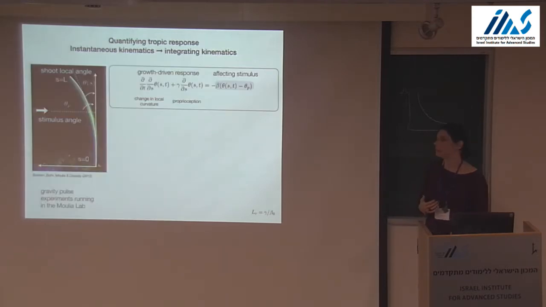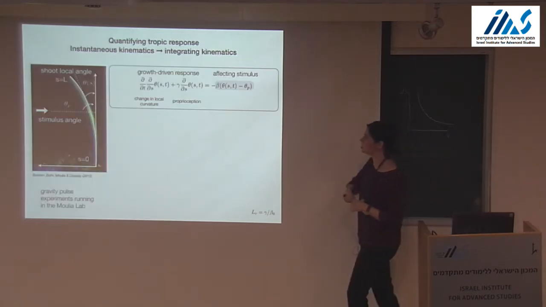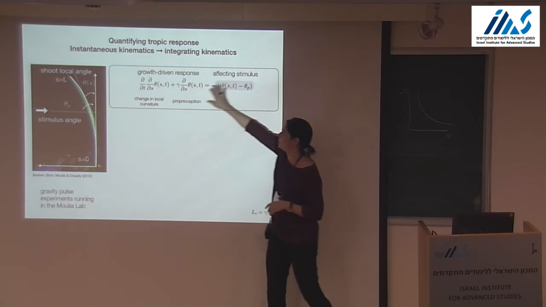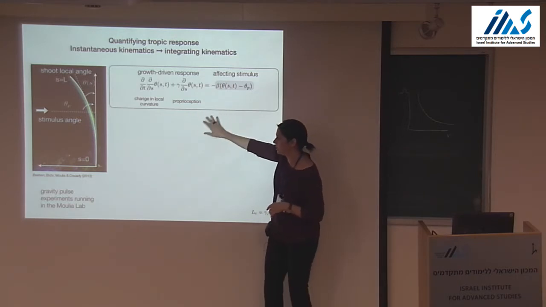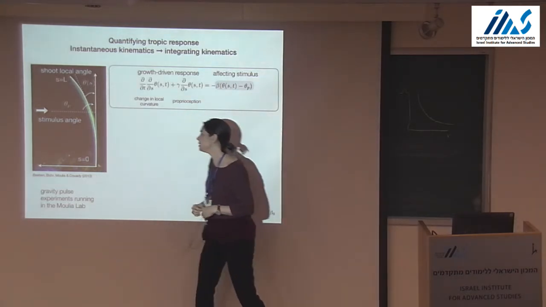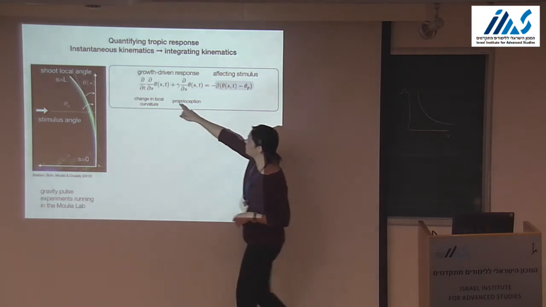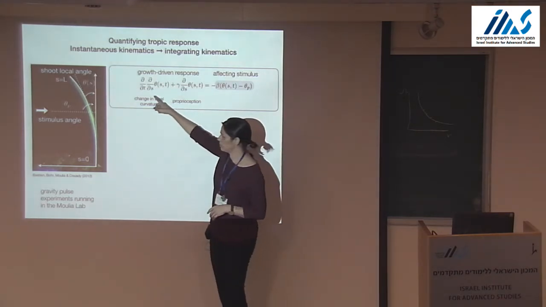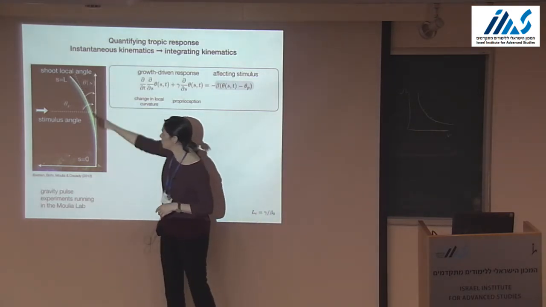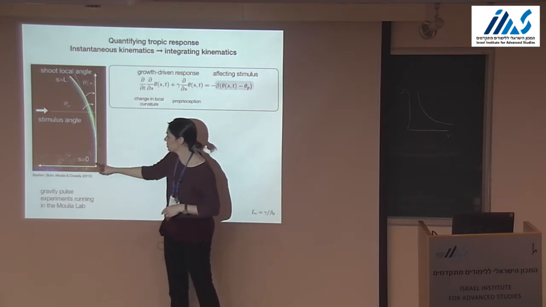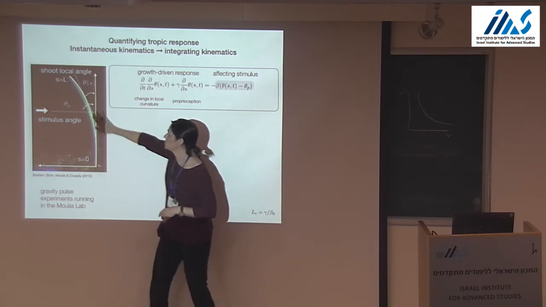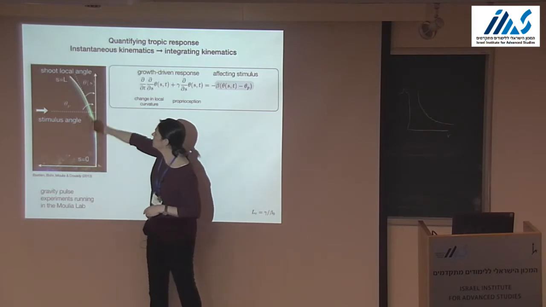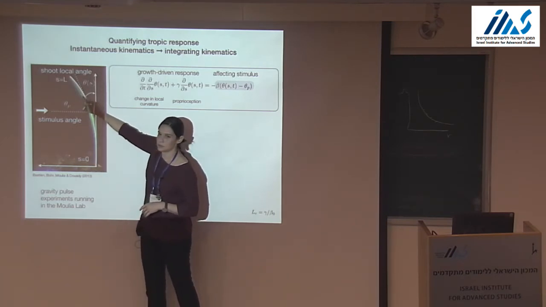So very briefly, we use as a mathematical framework this very nice work by Bastien, Bellon, Moulia, and Douady, where our variable here is theta, the local angle. So this is our plant shoot, and S goes from the base at 0 to the tip of the shoot at L. And now we can, basically this is the angle from the vertical at point S at time t.